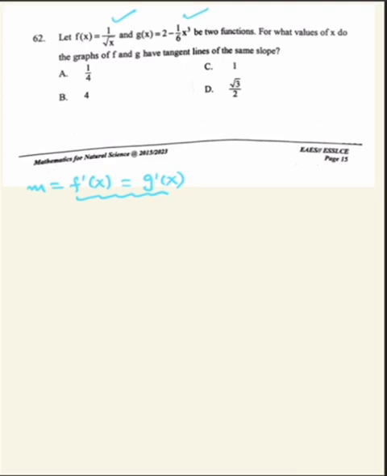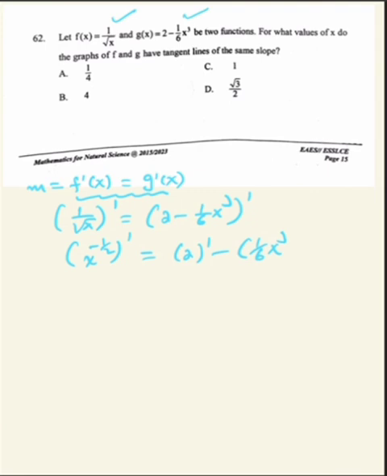So f derivative is the derivative of 1 over root x, and g derivative is the derivative of 2 minus 1 over 6 x cubed. 1 over root x can be written as x power of minus 1 over 2. So the derivative of this power function is minus 1 over 2 x power of minus 3 over 2. This is the same as here: the derivative of a constant function is 0.